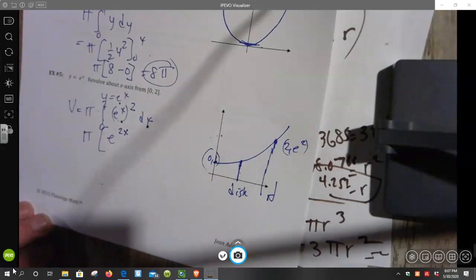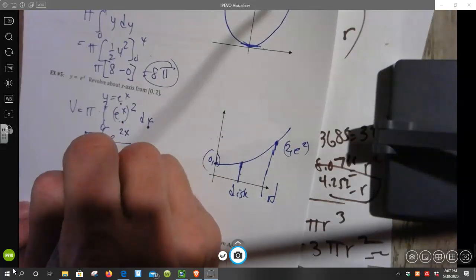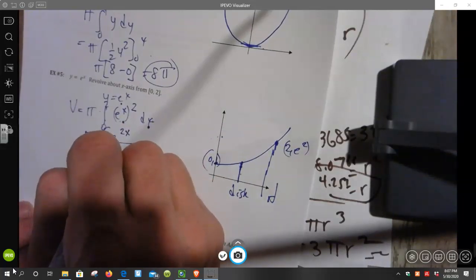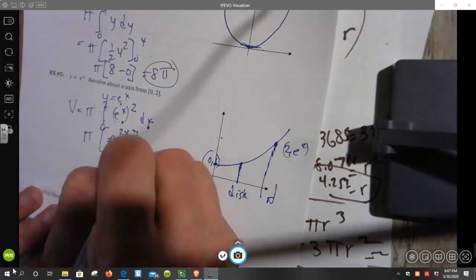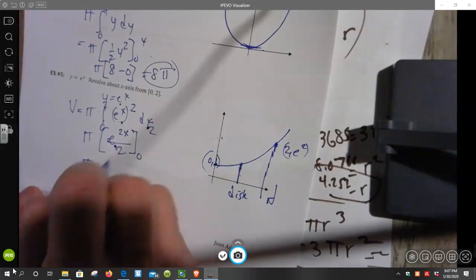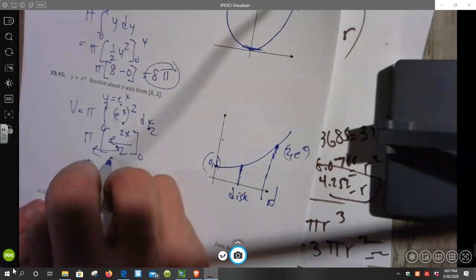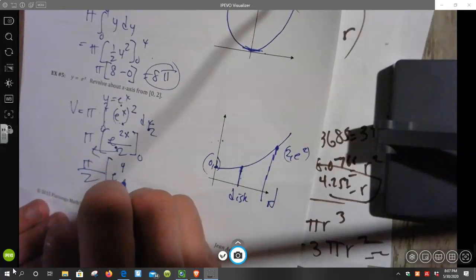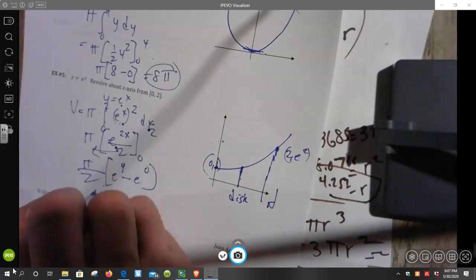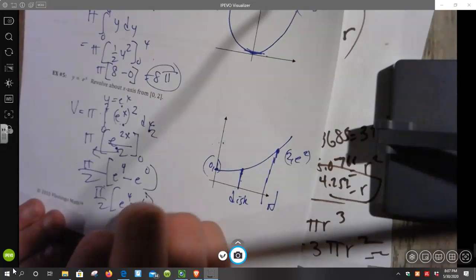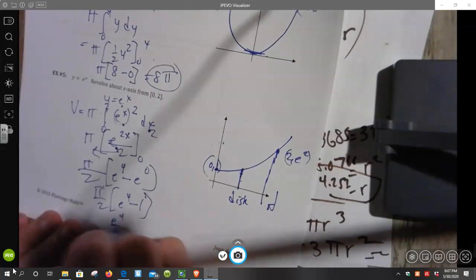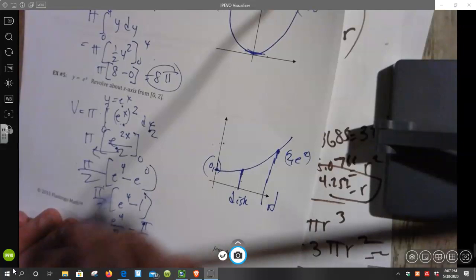Do we integrate yet? So e to the 2x over 2. That's going to be e to the 2x over 2 from 0 to 2. So it's pi, take the 2 out, and you have e to the 4th minus e to the 0. So you have pi over 2, which is e to the 4th minus 1. So that's e to the 4th over 2 minus pi over 2. Or you could leave it like this. This is fine.